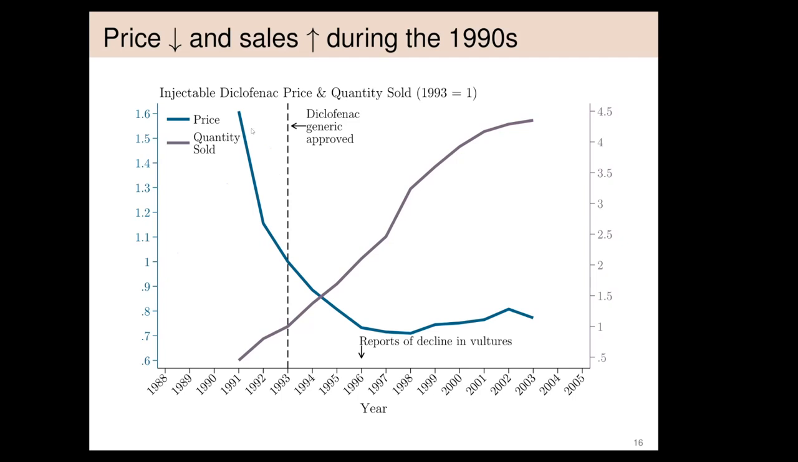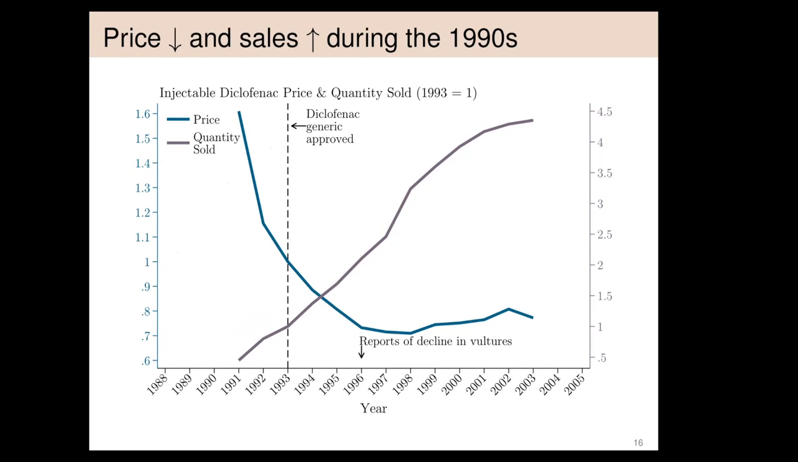And we can see how during this time, the price fell very sharply, and the availability or sale of diclofenac exploded almost by a factor of 10. It's not that immediately after the generic approval there was a big explosion. It didn't go from zero to millions of units being sold. It kept going up over time. But even in 1996, reports started to emerge of something happening out in the wild with vultures.